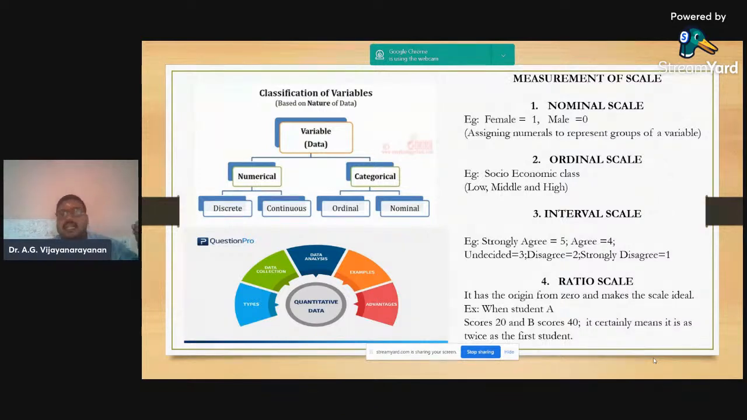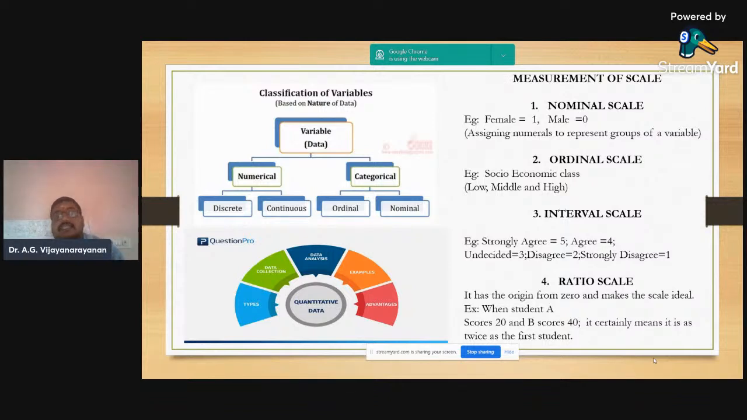Low income may be, let's say, 5,000 rupees. Middle income is, let's say, 25,000. High income is, let's say, 1 lakh. Difference between 5,000 and 25,000 is 20,000. Between 25,000 and 1 lakh is 75,000. So the distance is not equal. Whereas in interval scale, the distance is equal. Look at the distance between strongly agree and agree: 5 minus 4 is 1. It is as equal as the distance between disagree and strongly disagree, 2 minus 1 is equal to 1. So there is an order, there is a distance.